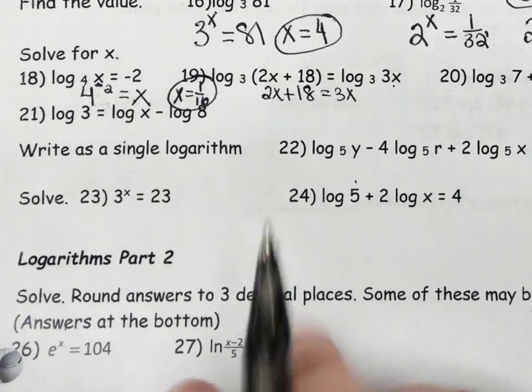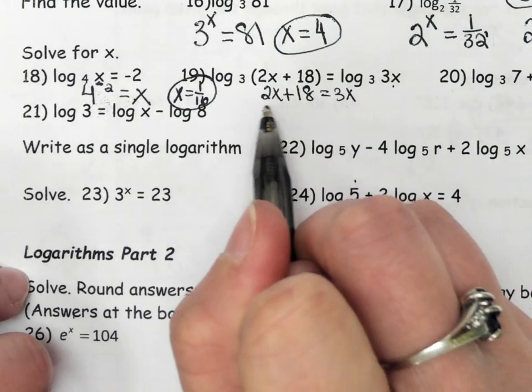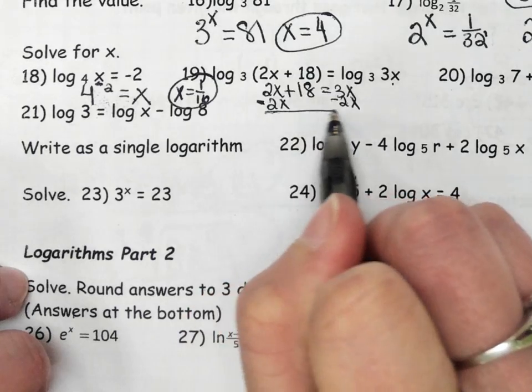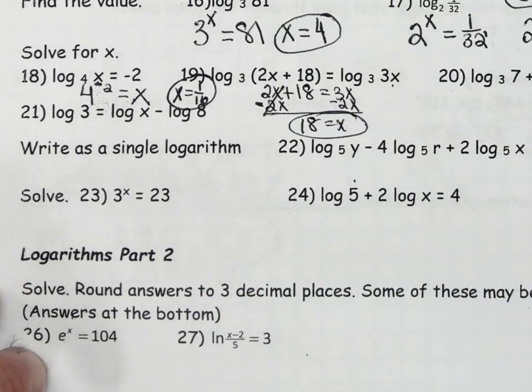And then what can I do? Subtract 2x on both sides. Very good, Hunter. X equals 18. X equals 18. Very good, very good.